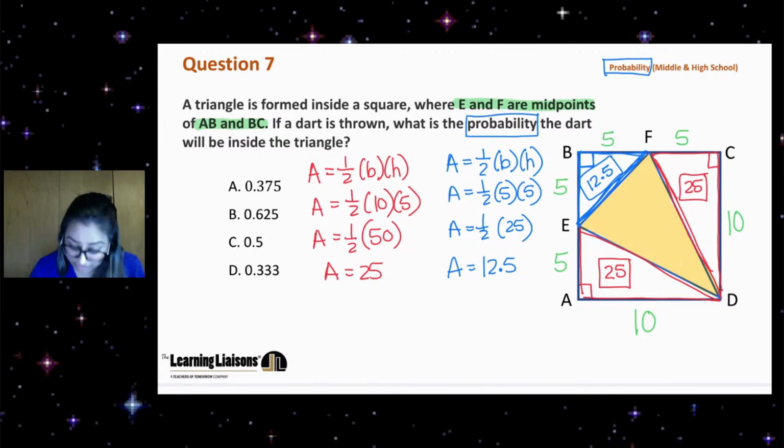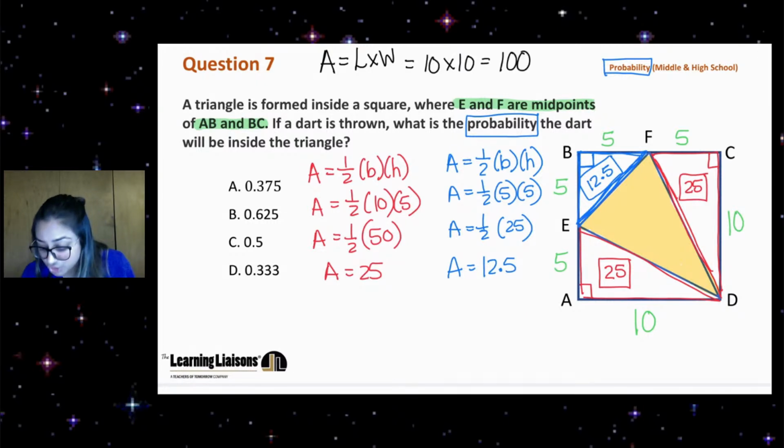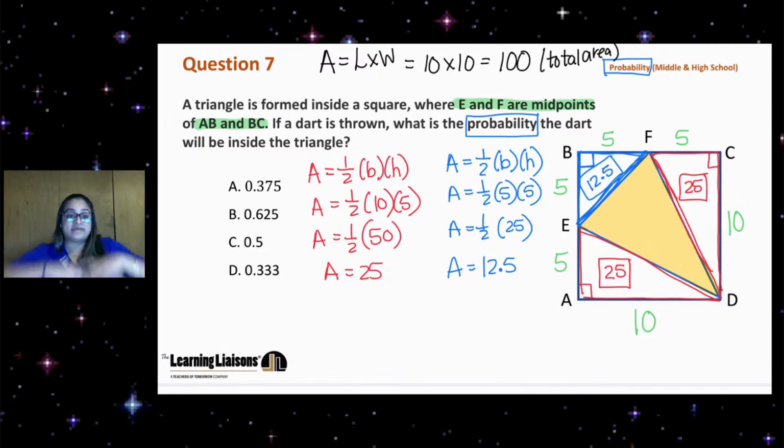I'm going to do the area of a square, using a different color. The area of a square is length times width. And what do I have there? I have 10 times 10, which happens to be 100. This is the total area. Well, if that's all the area, and I need the area for the yellow part, which I haven't figured out, I can add some stuff together and subtract some stuff and figure out where I need to be.